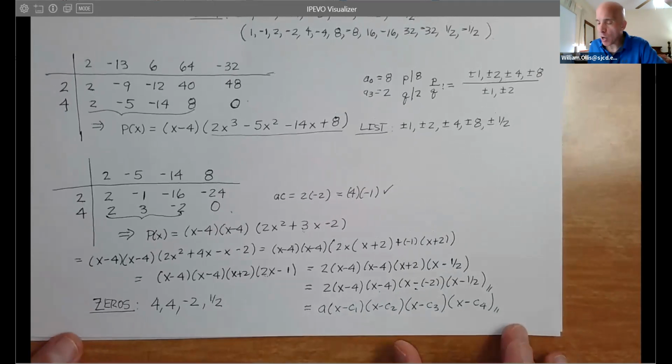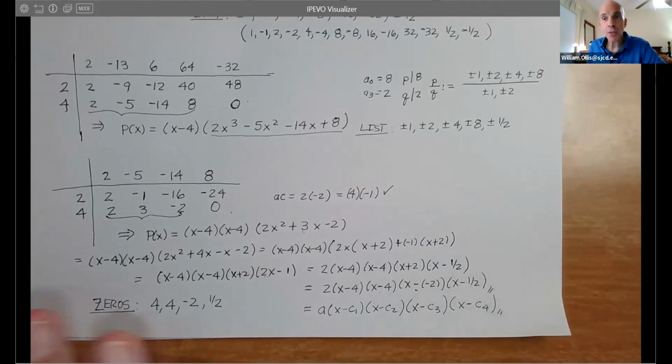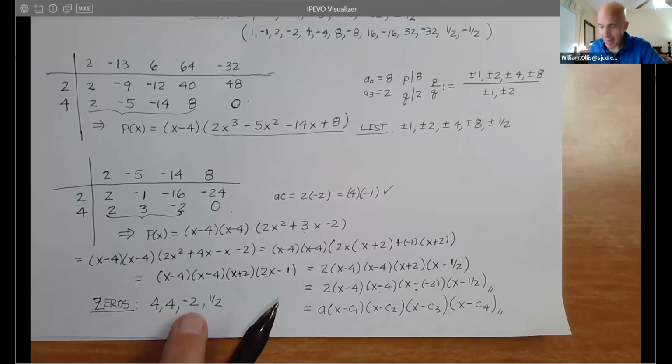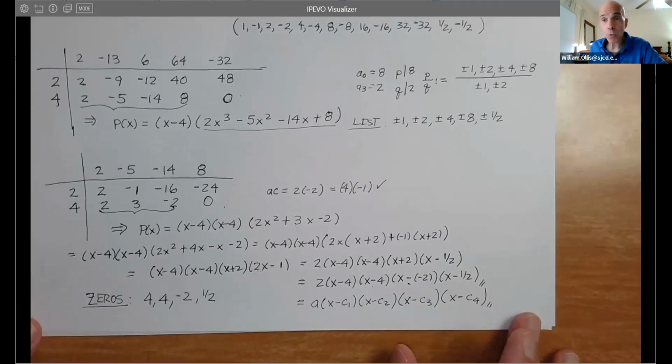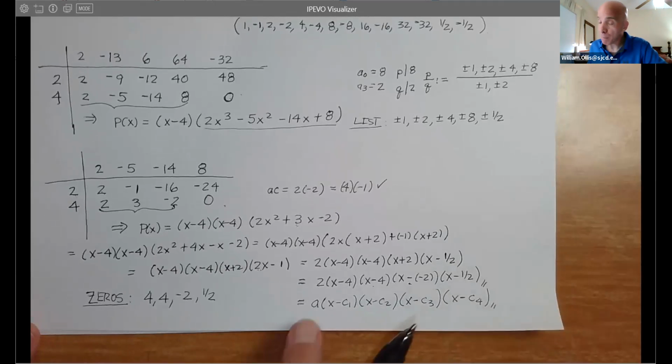I know multiplicities are hard to get used to. So now we think of the repetition as counting as that many zeros. Even if the zero is repeated, that's okay. In this case, the two fours count as two zeros. That's a zero, that's a zero, for a total of four. So the goal in 3-4 and 3-5, and even in calculus, is complete factorization. Because here we just pick off the zeros.